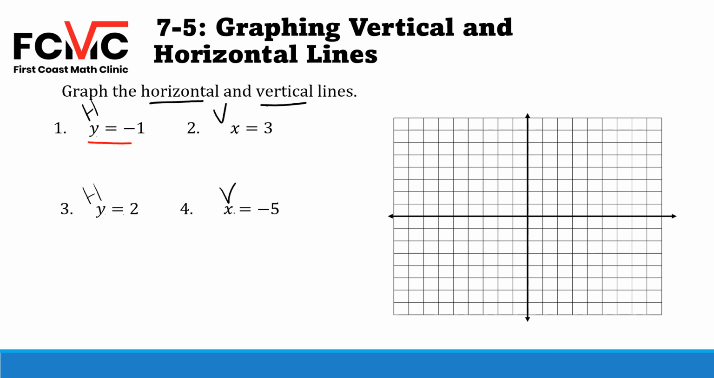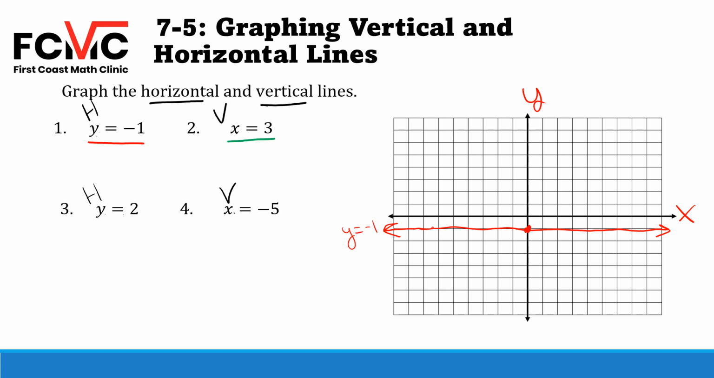So for number 1, y equals -1. So again, that's my y-axis. That's my x-axis. I'll find -1 on the y-axis. And I'm going to get a horizontal line. So we're just going to sketch in our horizontal line. So all we're doing is finding -1 on the y-axis. So this is y equals -1.